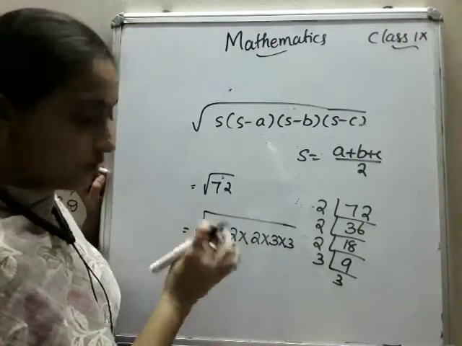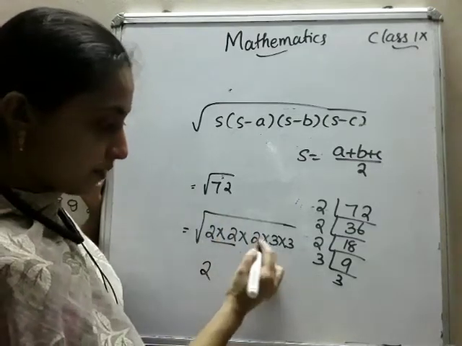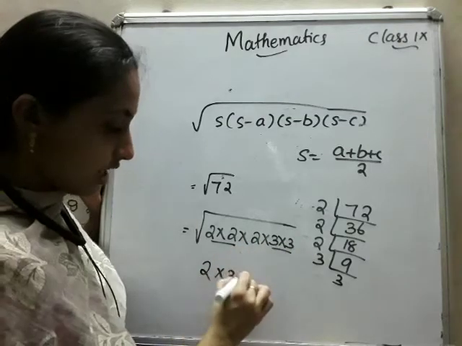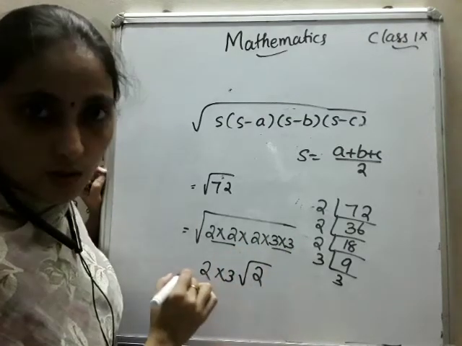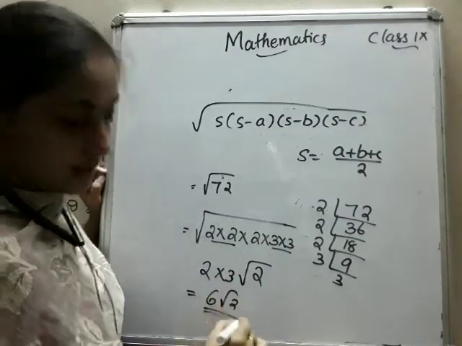After pairing, you now need to write the root. 2 into 2 is 2. From this set of 3 you can take it outside, but 2 has no pair, so you have to put it inside the square root. So 3 into 2 is 6. Root 2 is our answer.